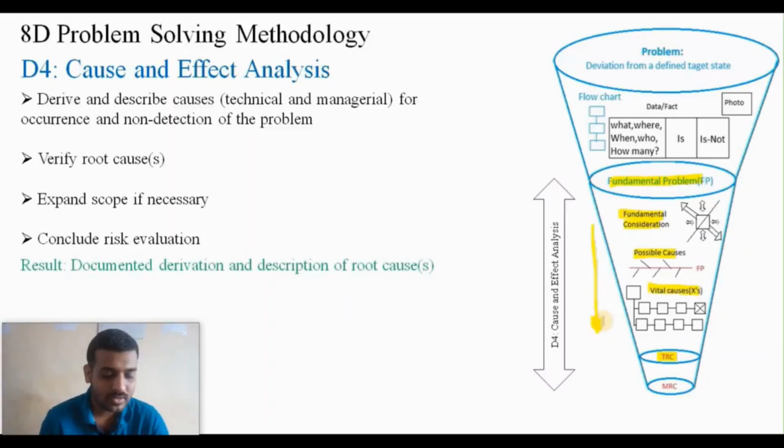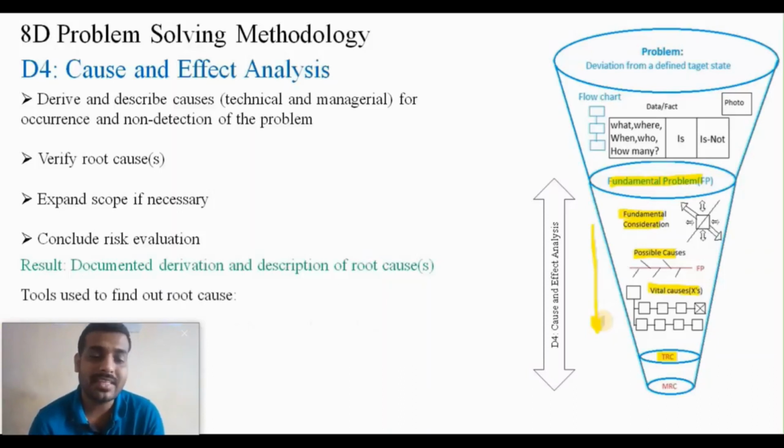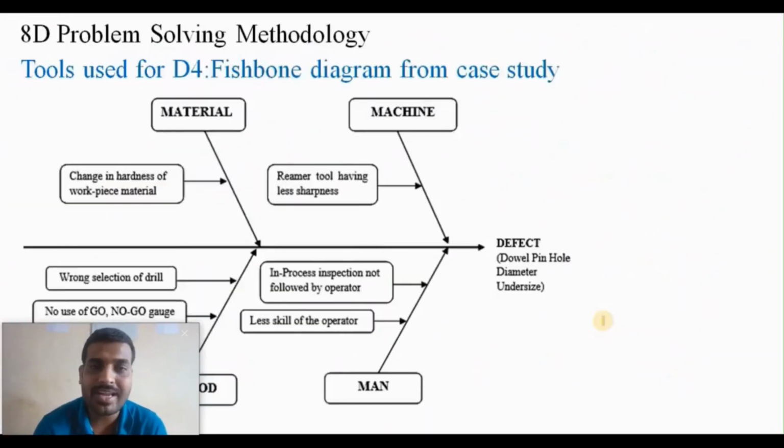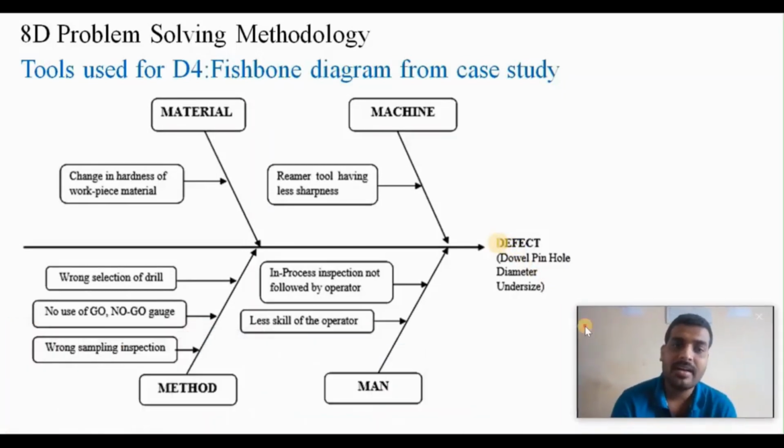Okay, so now we will see what are the tools available for root cause analysis. Here I have listed a few tools like Fishbone Diagram, then fault tree analysis, then ANOVA or GRR, flowchart, FMEA, etc. These tools can be used. So now we will see the Fishbone Diagram which is used in the case study. Here I would like to add a disclaimer again that this Fishbone Diagram is just for understanding and study purpose. Don't go into the detail of these possible causes or any details.